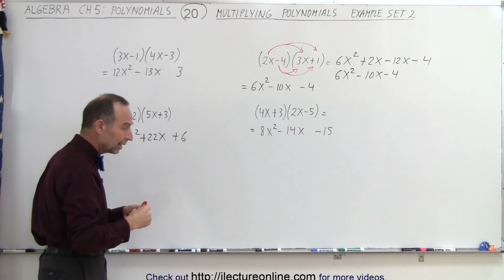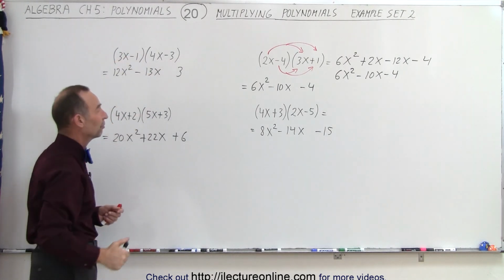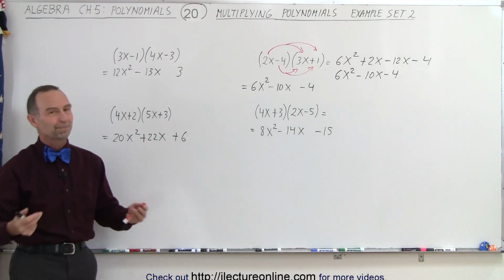And so you can very quickly multiply binomials together, even if the x's have a numerical coefficient in front of them, like these examples. And that's how it's done.